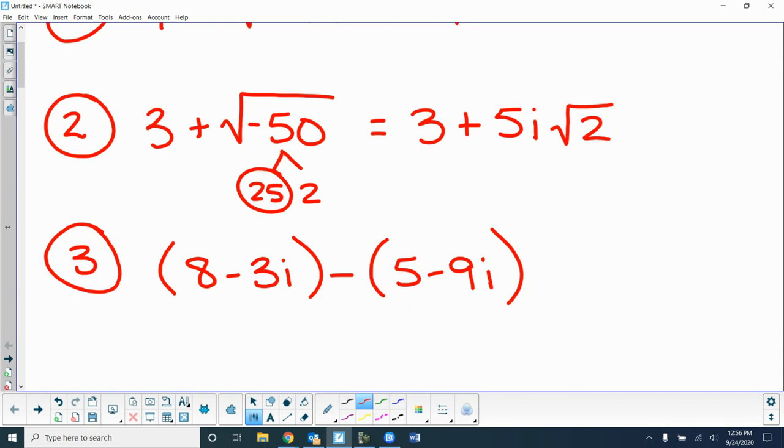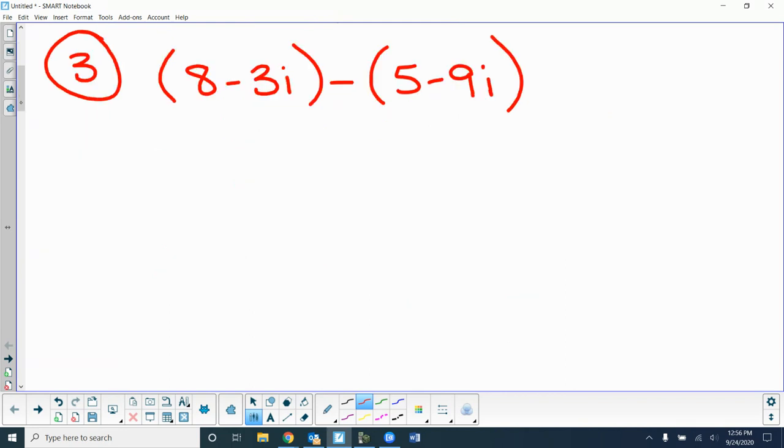Okay? So Hassa, what do I get when I subtract? I got 3 plus 6, 5. Very good. 8 minus 5 is 3, and negative 3 minus a negative 9i is like negative 3 plus 9i, which is plus 6i. Okay? So don't make it a harder problem. If you foil it, it takes more time, right? Makes it a little tougher. So don't foil number 3 or 4 tomorrow.